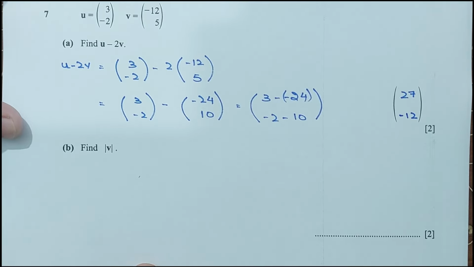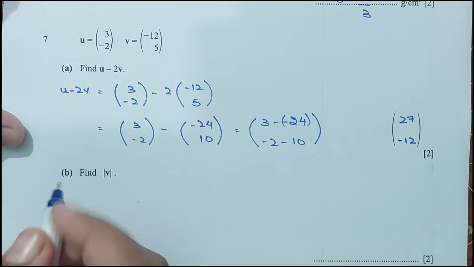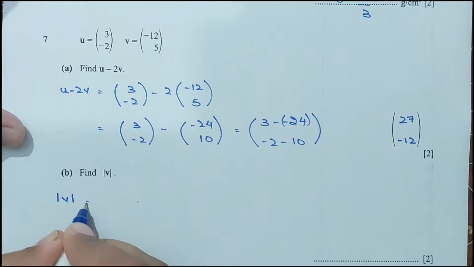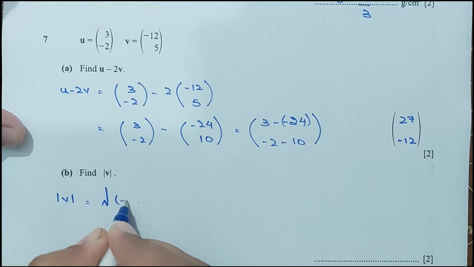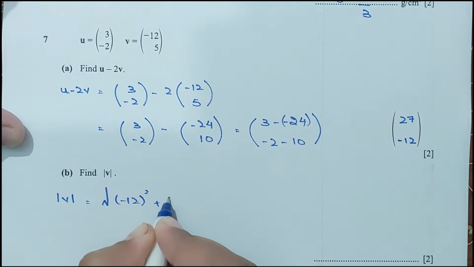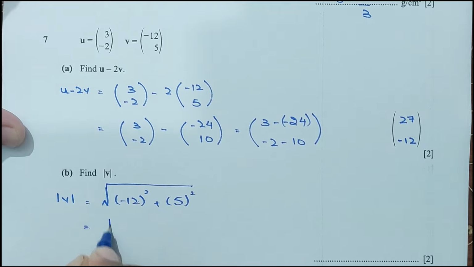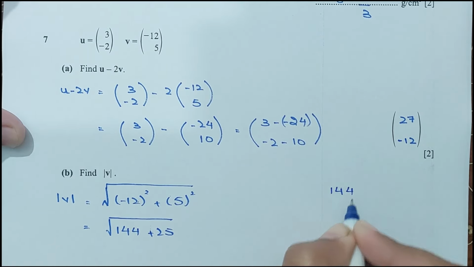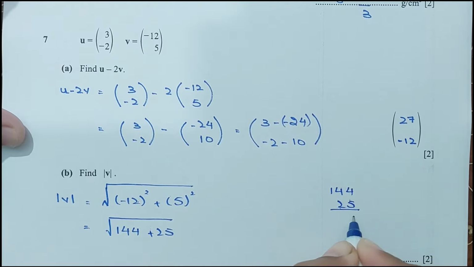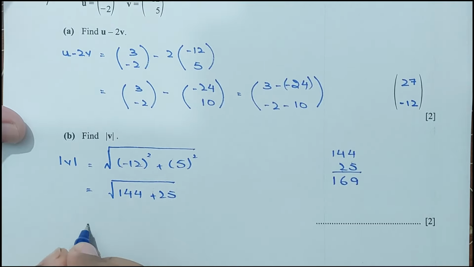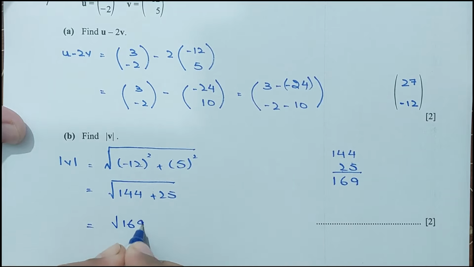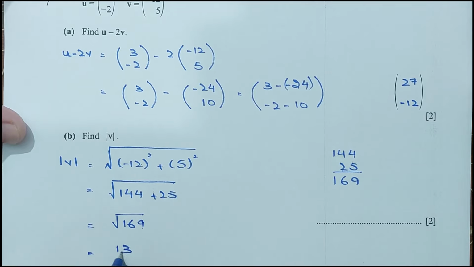Now for part B, find the magnitude of the vector v. So the magnitude of the vector v is basically the square root of the square of the x component plus the square of the y component. As we know that 12 square is 144 and 5 square is 25. Let me add them up. 144 and 25 is 169. The square root of 169 is 13. It's a perfect square, so that is 13.